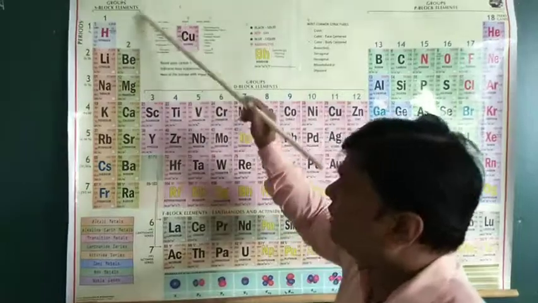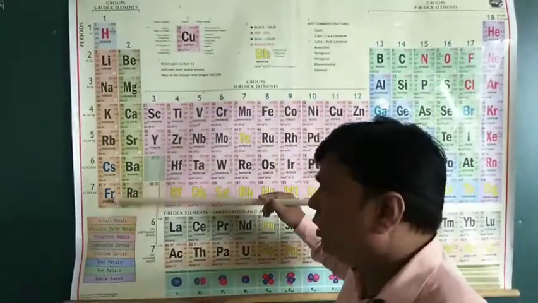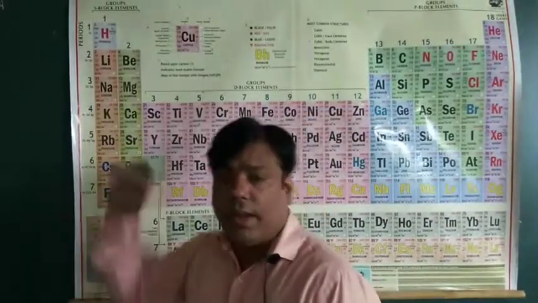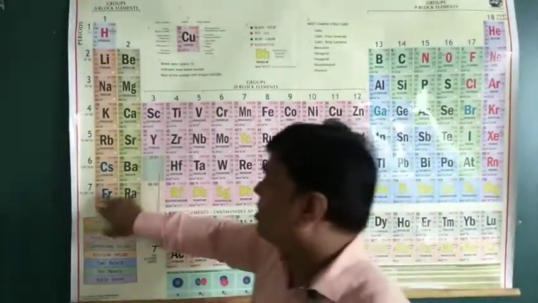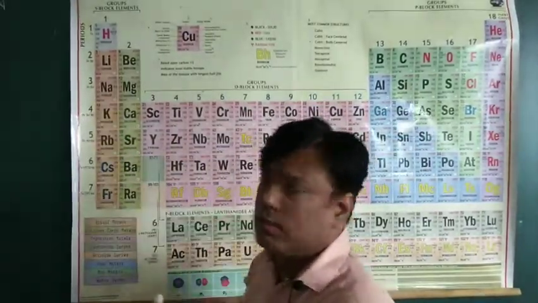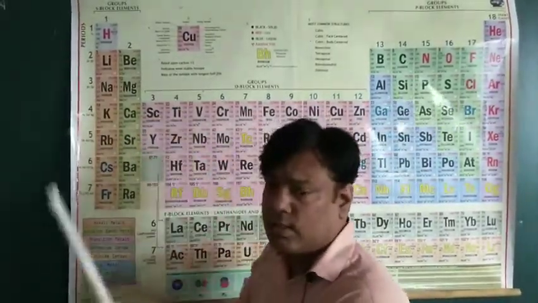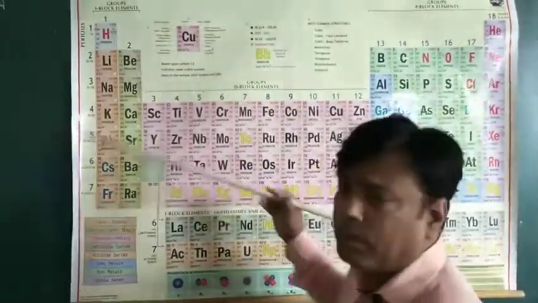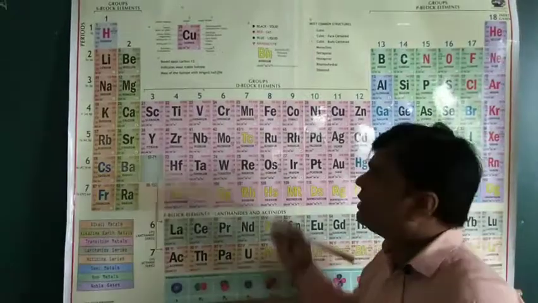So as we are moving down the group, atomic radius increases. Why does atomic radius increase? Because the number of shells increases, so atoms will be bigger and bigger. So as we move down the group, atomic radius increases.